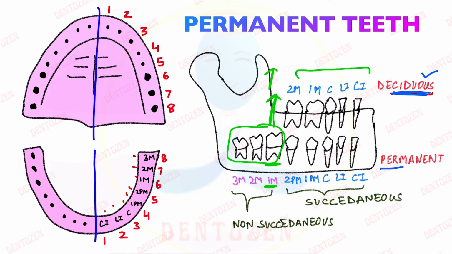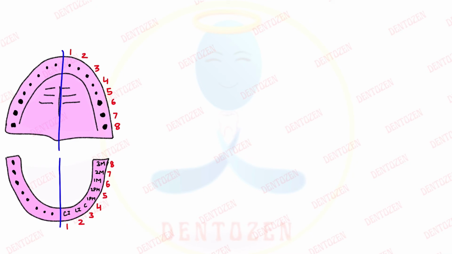In deciduous, the first tooth to come is the mandibular central incisor, whereas in permanent, the first tooth to come is the permanent first molar. Now let's see how to follow the sequence and the timing. First let's see the sequence and then the timing.